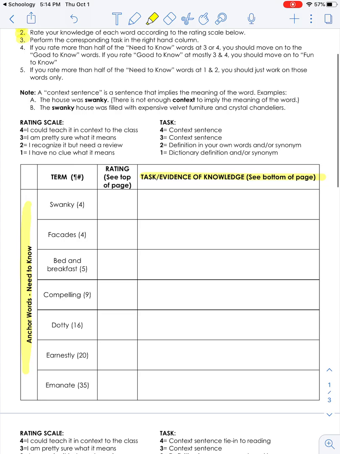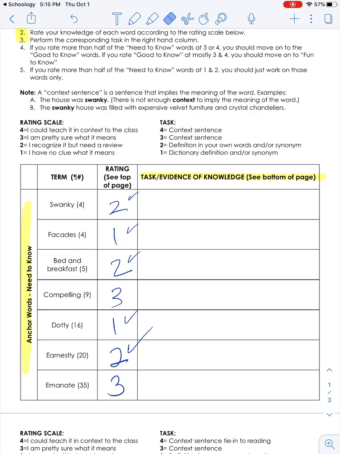So if you go through and you find you're at a 2 and a 1 and a 2 and a 3 and a 1 and a 2 and a 3, right? Let's pretend that those are your ratings. I would look through and say, okay, there's 1, 2, 3, 4, 5, 6, 7 words total. If 4 or more are rated at a 1 or a 2, let's see, 1, 2, 3, 4, 5. Okay, guess what? I only have to do this section, the anchor words or the need to know words.